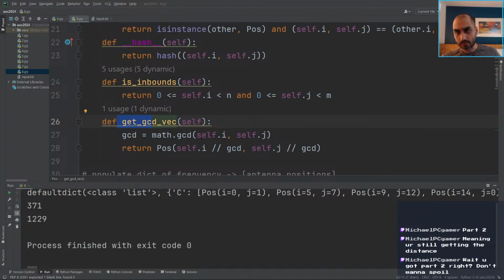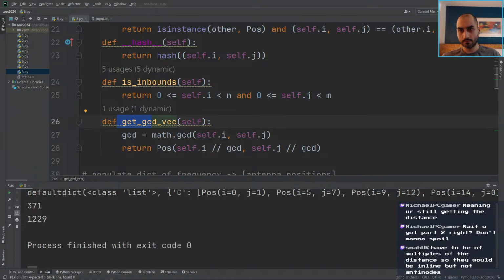Yeah, so the vector would be 5, 5. And you take out the GCD, it should be 1, 1. So 6, 6, 7, 7, 8, 8, 9, 9 should all be antinodes. They should be. Have to be multiples of the distance. They would be in line, but not antinodes. But the way I've coded it, they would be. Wouldn't they?